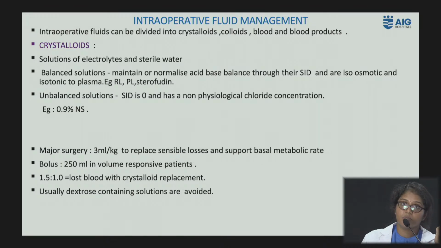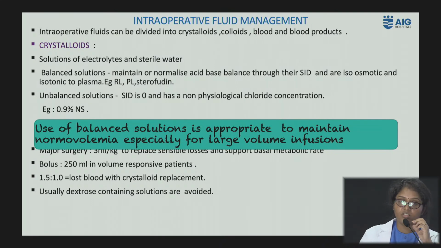Now till now we have known about why we have to give fluids, in which individuals we have to give fluids, who are fluid responsive or not, and what are the guiding parameters to give the fluid. Now we'll know what kind of fluid we have to give. On a broad basis, they are divided into crystalloids, colloids, blood and blood products. Crystalloids, again, balanced and unbalanced solution. Balanced solution maintains the acid-base balance, and unbalanced solution doesn't, and 0.9% NS is an example of that.